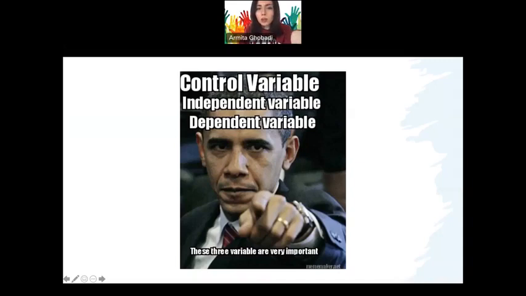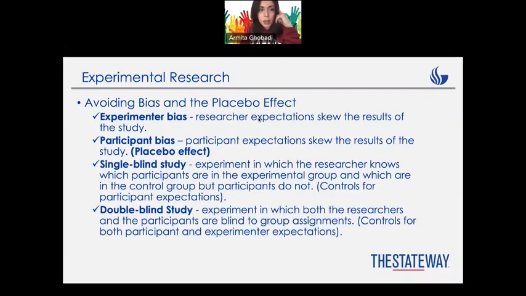So control variable, independent variable, dependent variable, they are very important. President Obama, he said that. So just memorize them. There are going to be some problems in experimental research.